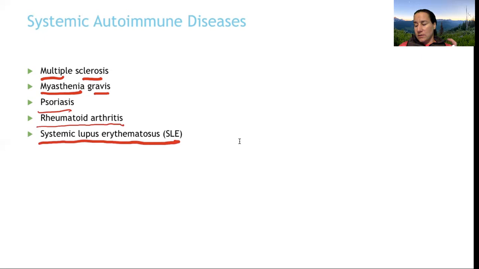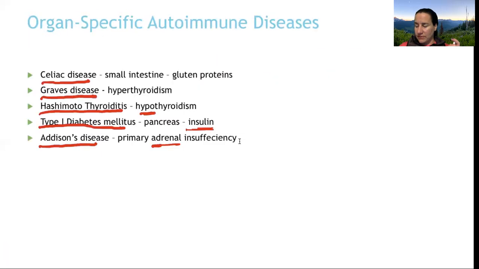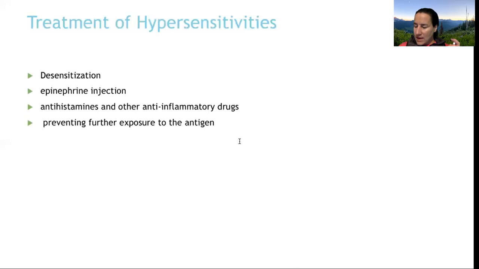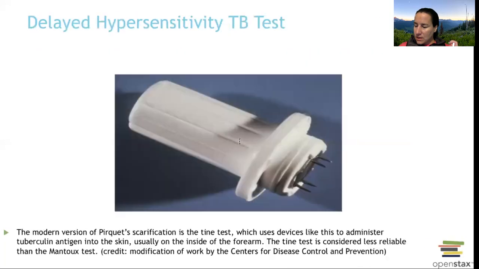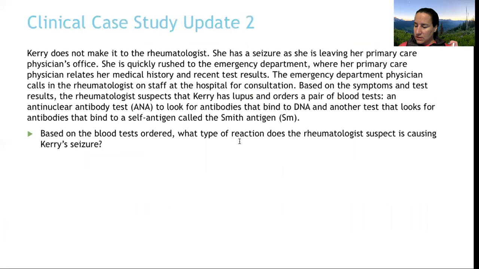And then the last one on the list is lupus, systemic lupus. And that is what, what's her person's name? Is it Molly? Is it Erica? Now I'm going to have to look and see. What was her name? Carrie.